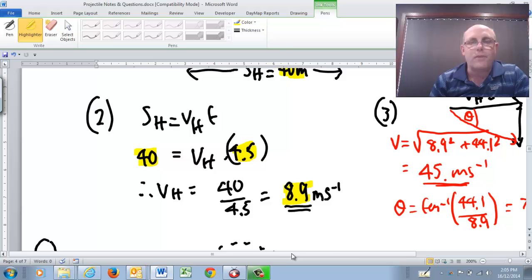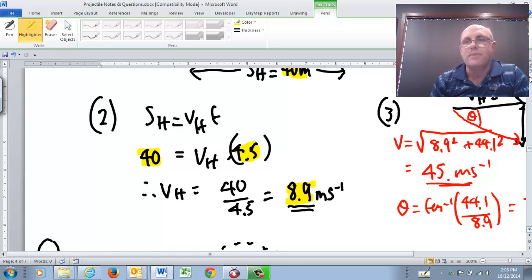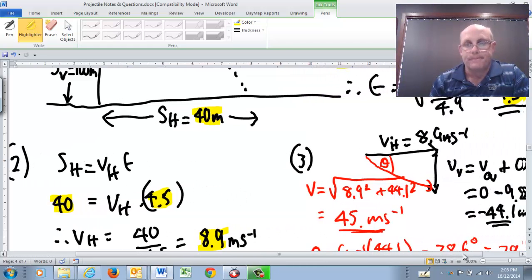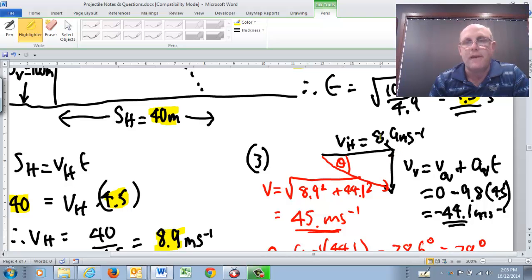Now, the third part of this question is to find the actual speed of the car when it hits the ground. That's no different from a normal sort of question. We know it's now going 8.9 metres per second horizontally. We need to work out the final vertical velocity. The initial vertical velocity is 0. We know it's going to be in the air for 4.5 seconds, going at gravity of 9.8, so it's going to give us a vertical velocity of negative 44.1. To work out the velocity, we have to use Pythag, put in our horizontal velocity and our vertical velocity, and that works out to be 45 metres per second.